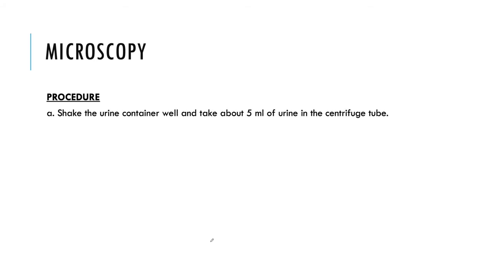Now the next one, how the process can be performed. The first step: you have to shake the urine container well and take about 5 ml of urine in the centrifuge tube. Because if you do not shake it properly, then what will happen? Any cysts or other things that may be present in the sedimentation form in the urine may not go to the sedimented part. So before doing the centrifugation, the container should be shaken properly.